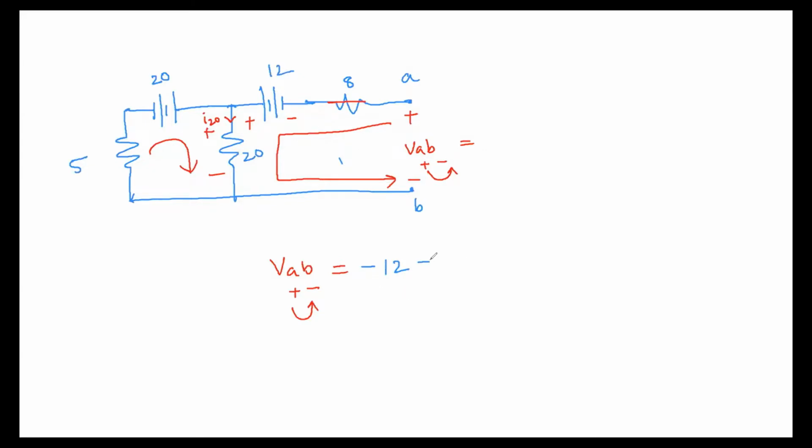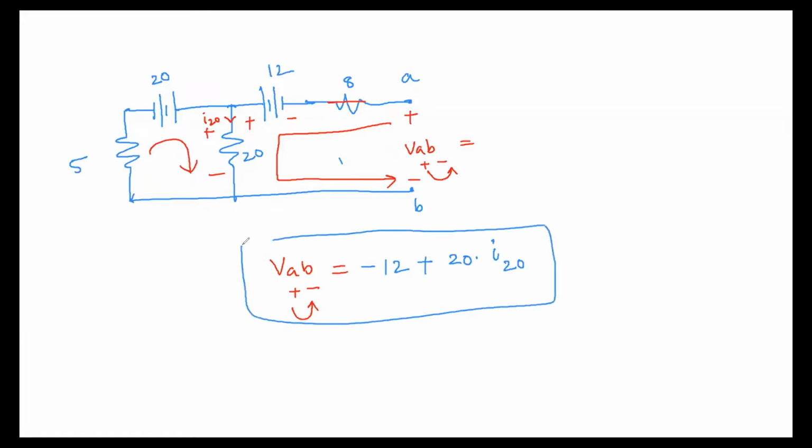And next, what are you getting, positive or negative? Positive. Next also you are getting positive. And what is the voltage? It will be 20 into I20. So in order to find this VAB, what is it that we want? I20 current we require, right?